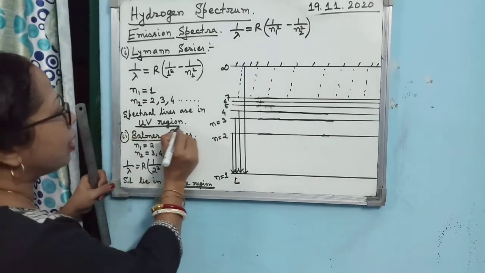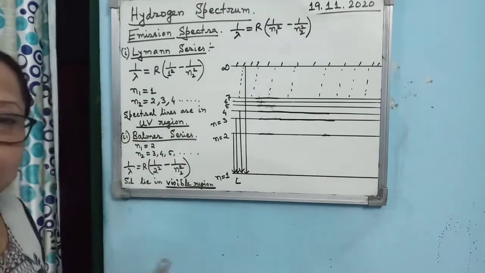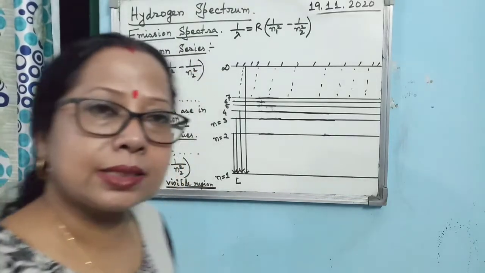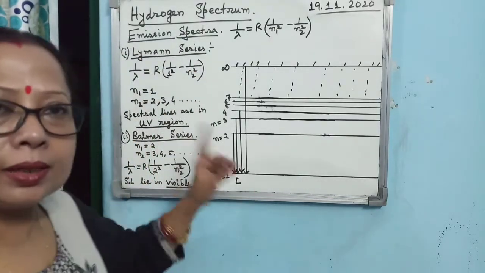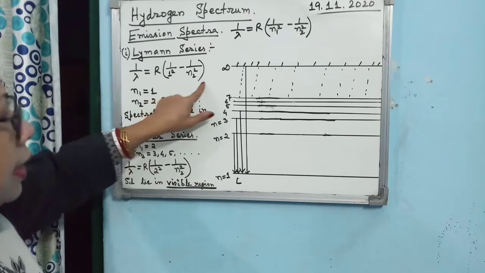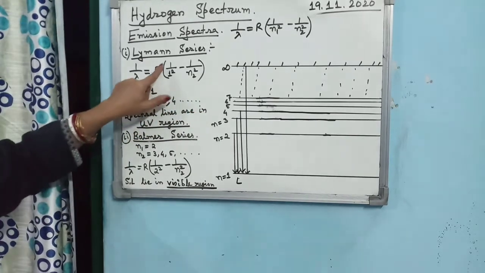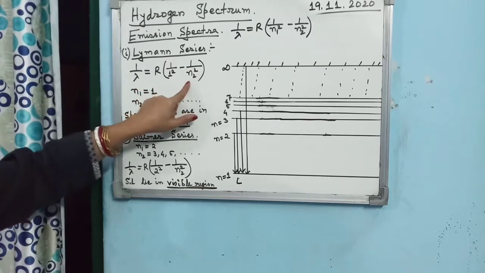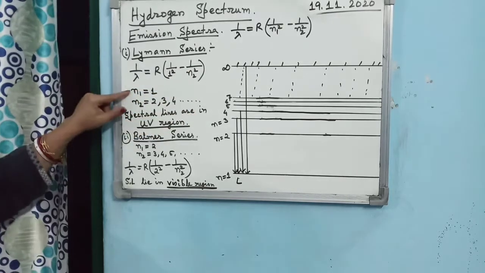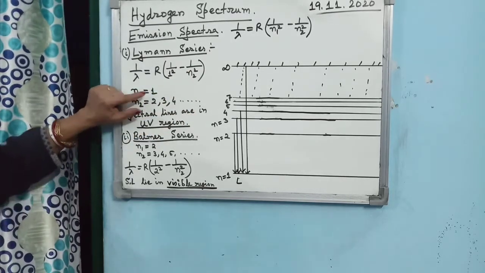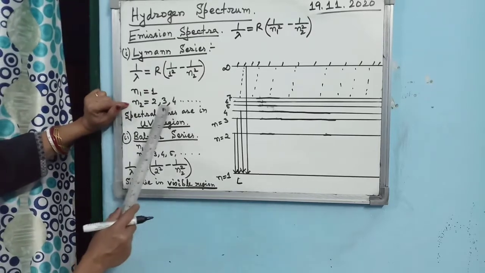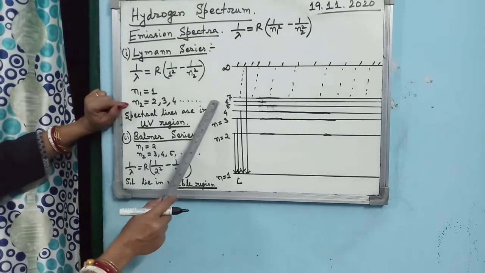the ultraviolet region. Regarding the Lyman series, you have to remember 3 points. What is the expression for 1 by lambda? 1 by lambda is equal to R into 1 by 1 square minus 1 by N2 square. Don't forget to write this, that N1 is 1 and N2 is 2, 3, 4, till infinity.